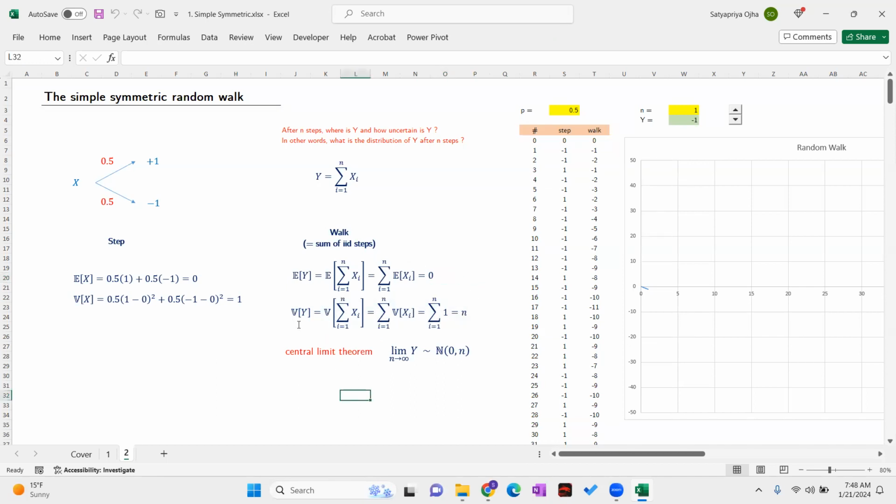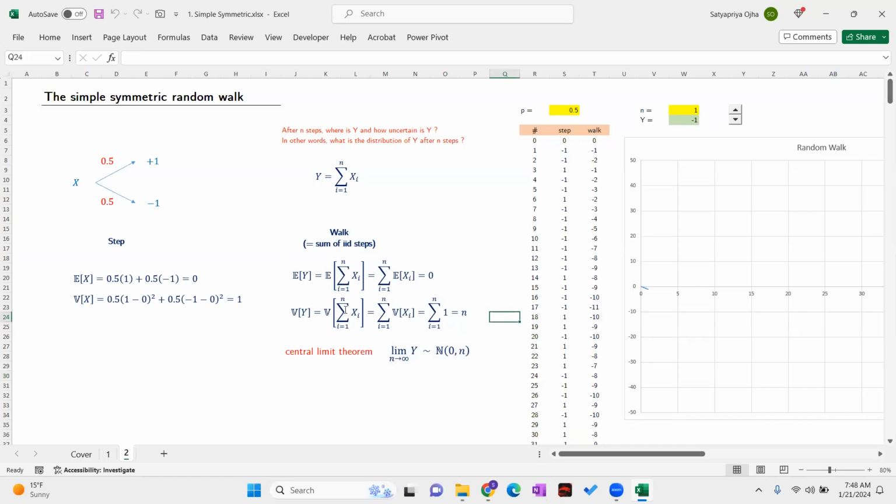What is the variance? Variance of the walk would be the sum of individual variances. Why? There is no covariance term because the steps are independent, so you just add all the variances, you get the total variance. Each variance is 1. There are n steps, so overall variance would be n. So we got the mean of a walk is 0 and the variance of the walk is n, which is equal to the number of steps.